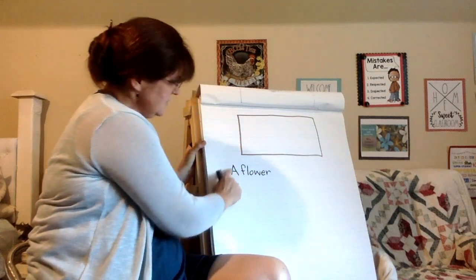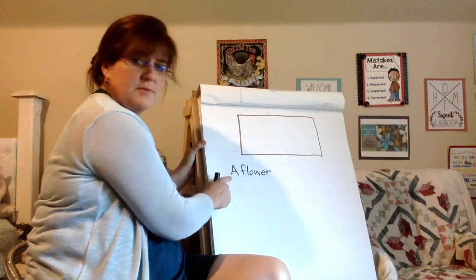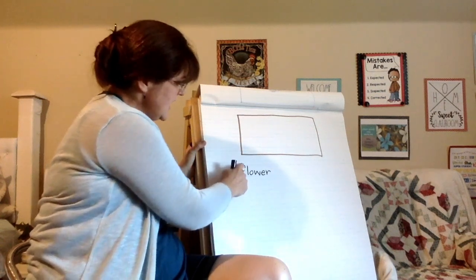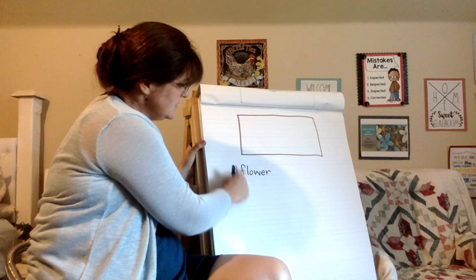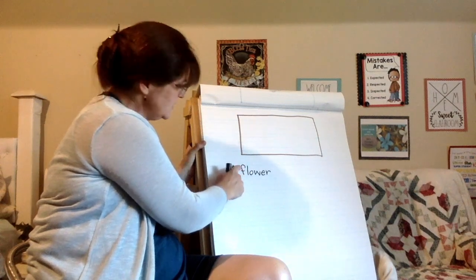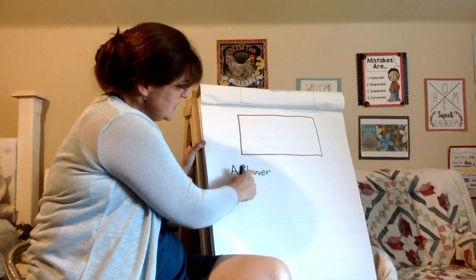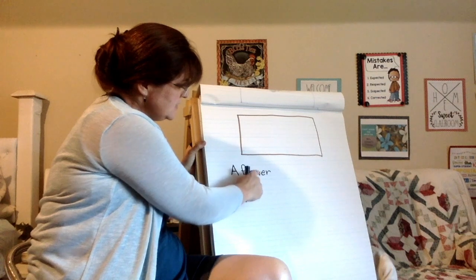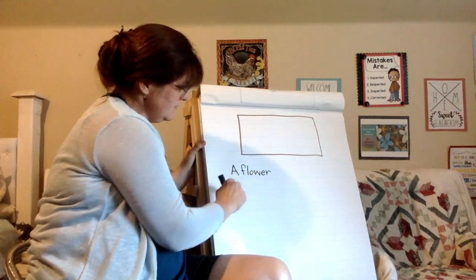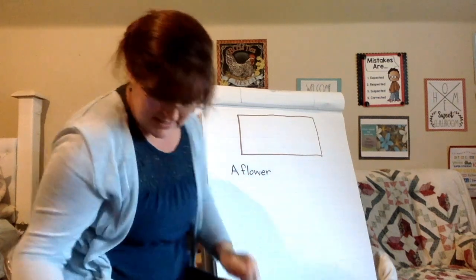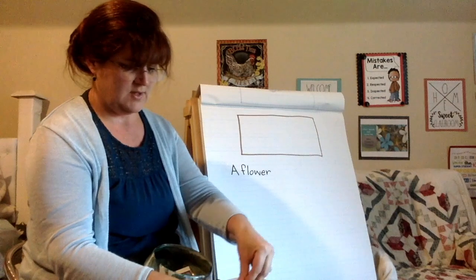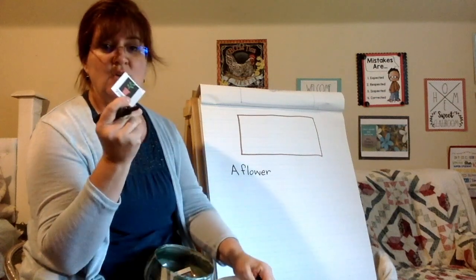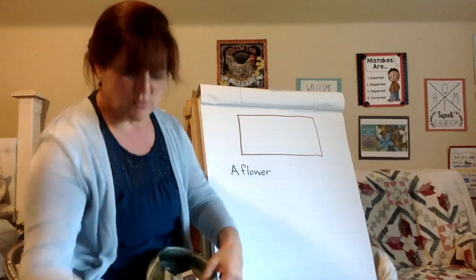Notice I'm using my whole road from top to bottom with my capital, and I'm staying within the lines, making sure my tall letters go to the top and the bottom, and my small letters stay between the middle of the road and the bottom. A flower. Now let's see what happens to it. Ooh, grows. Grows. So that's what we're going to write.